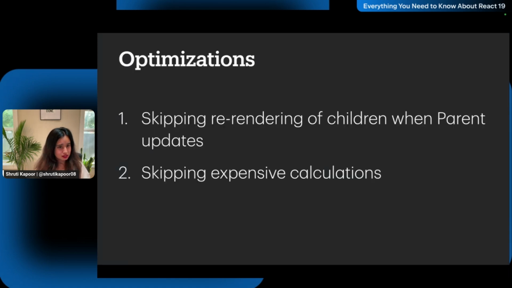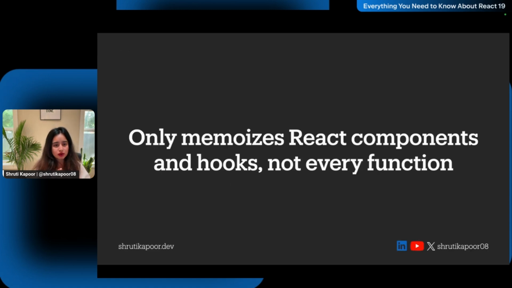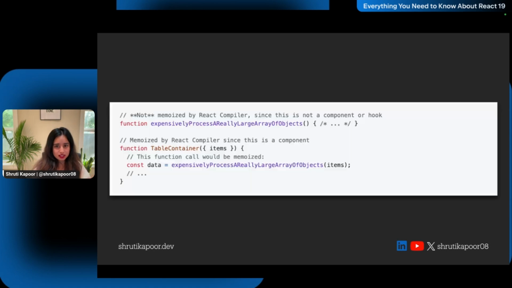The second optimization it does is by skipping expensive calculations. And compiler helps to skip calculations of expensive components because it can use its knowledge of JavaScript and React's rules to automatically memoize values or groups of values within your components and hooks. And the way this works is because it'll only memoize. There's one caveat to this, which is that it'll only memoize React components and hooks and not every function. An example for that is here. So let's say that you have a really expensive function, which is at the top of your component.